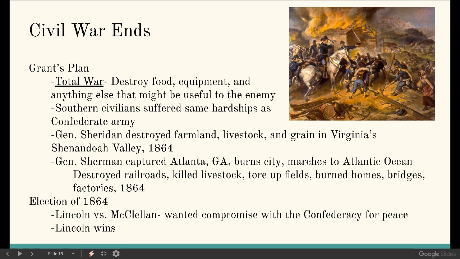In the fall of 1864, Lincoln is elected for a second term. He runs against McClellan, who wanted a compromise with the Confederacy for peace. But Lincoln wins, and he continues on with his effort to win the war.